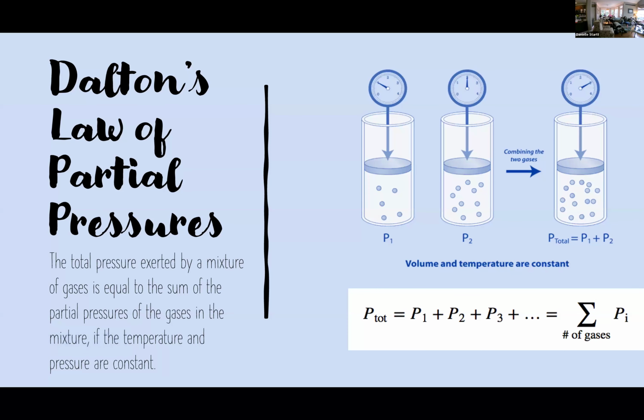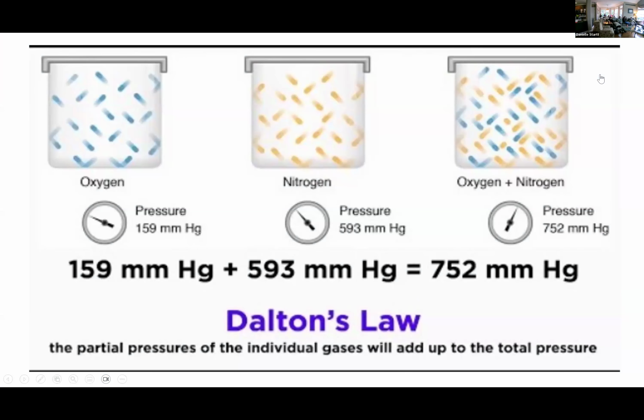Yes, the sum of the partial pressures of the gases in the mixture, if the temperature and pressure are constant. So if you're not changing the temperature and the pressure, every gas that is a part of it has a pressure, so we're calling it a partial pressure. And when you add all the partials up, you get a total. This makes sense, right? Pressure 1, pressure 2, pressure 3 together is going to equal your pressure of the mixture. That's easy. That one's really easy.